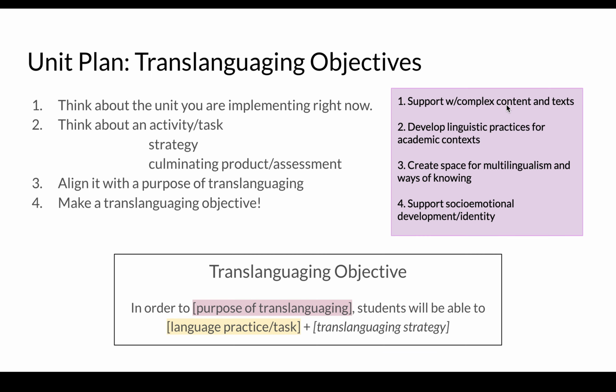The general format I use to write these language objectives is outlined here. So you think about the unit you are implementing right now or planning for the future. Then think about an activity, task, strategy, culminating product, or assessment. Then align it with one of these purple or pink purposes of translanguaging. And finally, we're going to turn it into a translanguaging objective using the sentence frame down here.